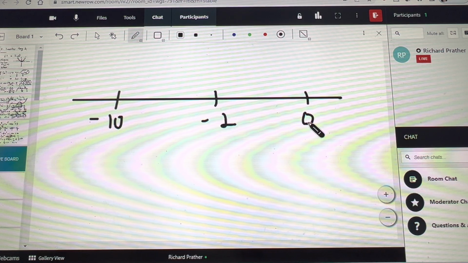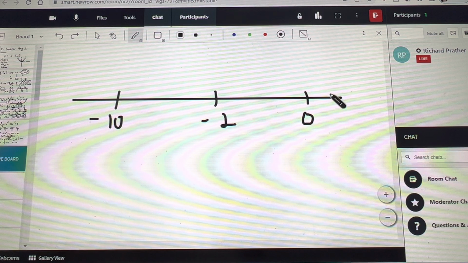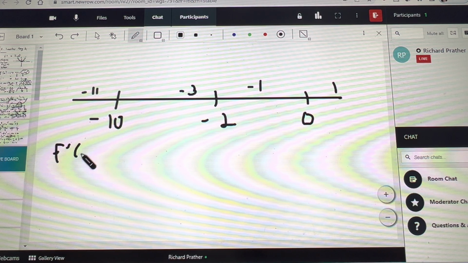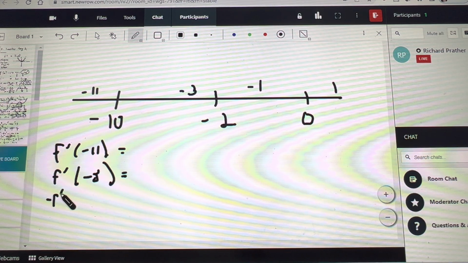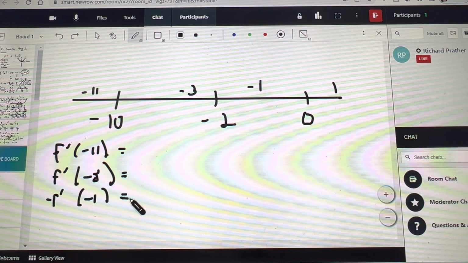Since 0 is one of my critical numbers, I can't use that as a checkpoint. So I'm going to do 1 and -1. Those are good around 0. -3 would be the smallest value I could get past -2, and I would just do -11. We need f prime of -11, f prime of -3, f prime of -1, and f prime of +1.